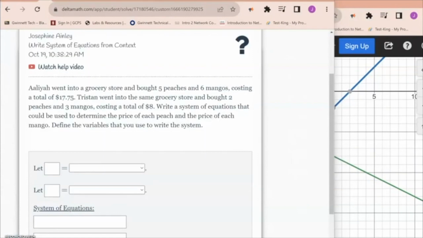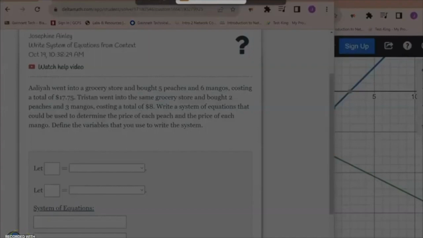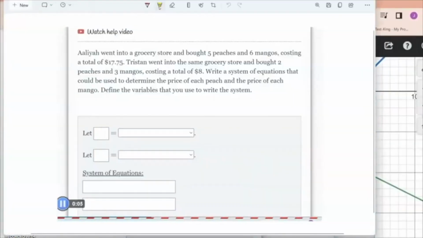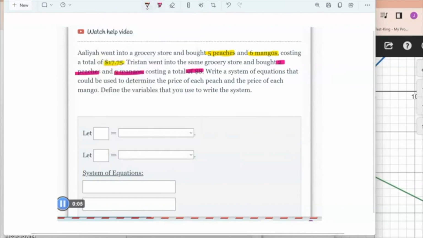All right, so the other kind of question that you can get is one with 6 numbers. With 4 numbers, you line up money, money, money. 6 numbers is even easier. Let's find our numbers real fast. What is 5 peaches? What is 6 mangoes? Total of the cost. 2 peaches, 3 mangoes. Total cost is 8. So you can see 1, 2, 3, 4, 5, 6. So when you have 6 numbers, you just write it in the exact order that you see it in.